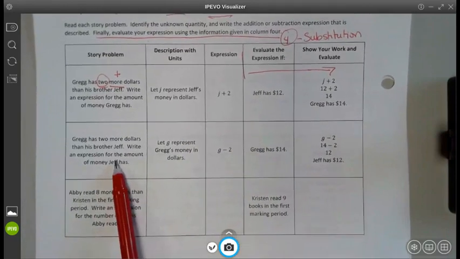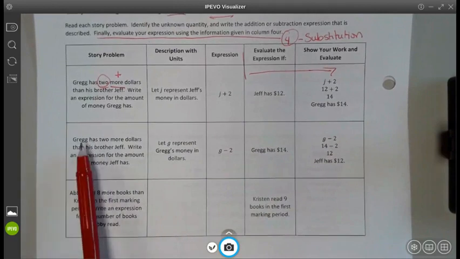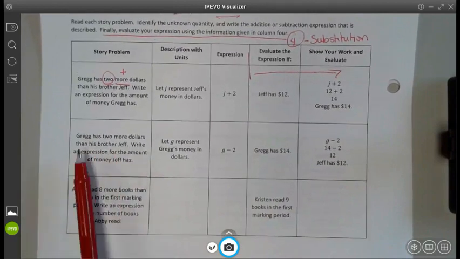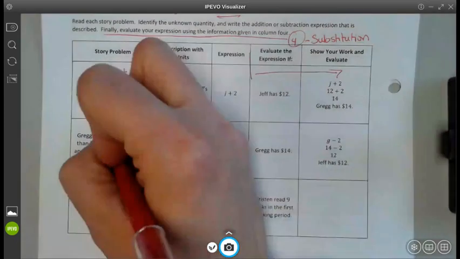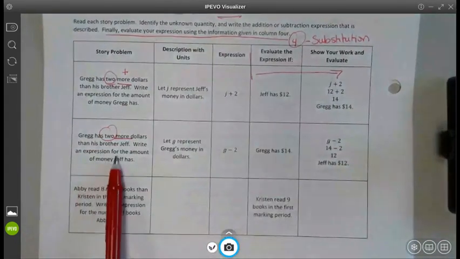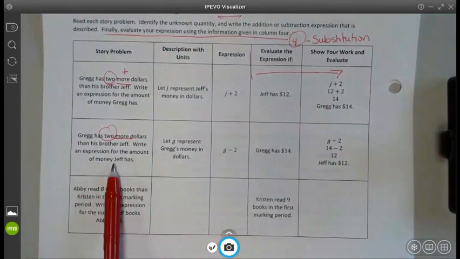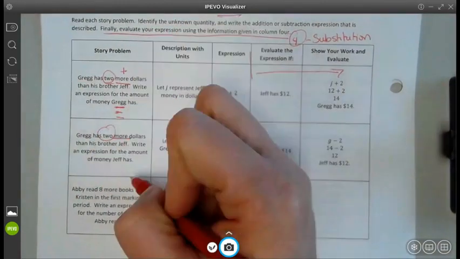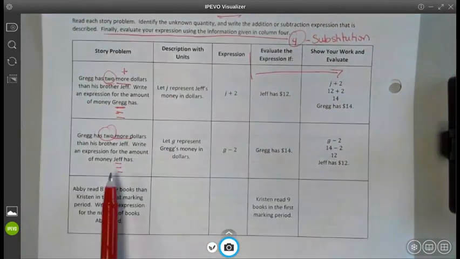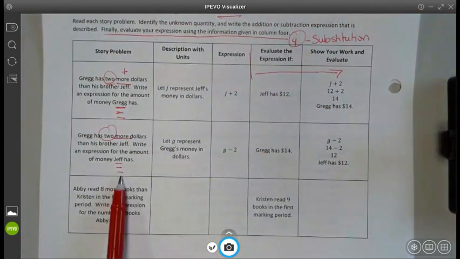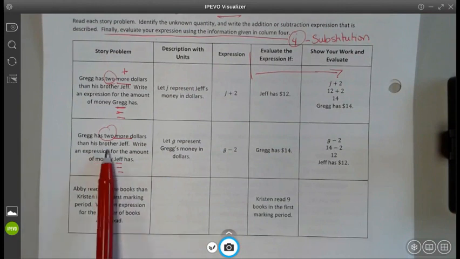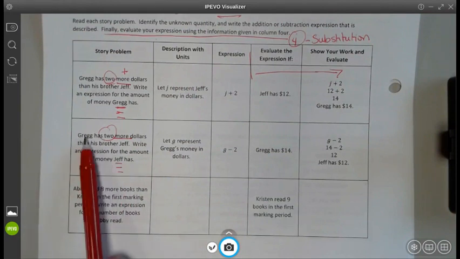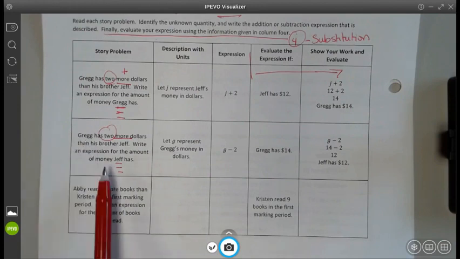Okay, let's go to this story problem and get one more example. Greg has $2 more than his brother Jeff. So this is the same, right? Write an expression for the amount of money, though, that Jeff has. So there's the difference. Does everyone see that? This said Greg. This says Jeff. So what do we not know anymore? What are we trying to solve for? We're trying to solve for Jeff's money, okay? Because we don't know how much money Jeff has.